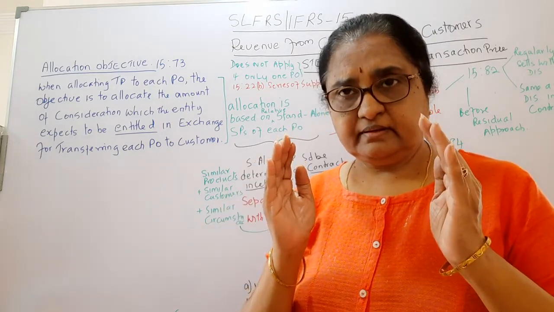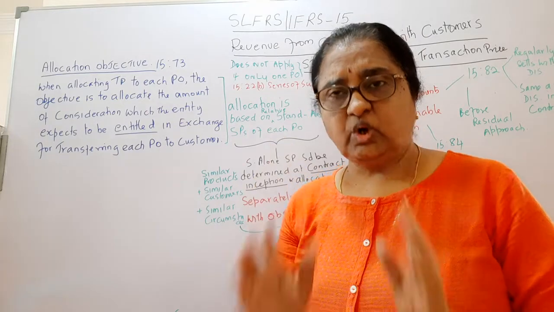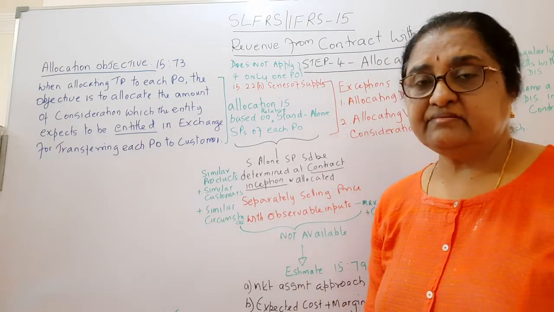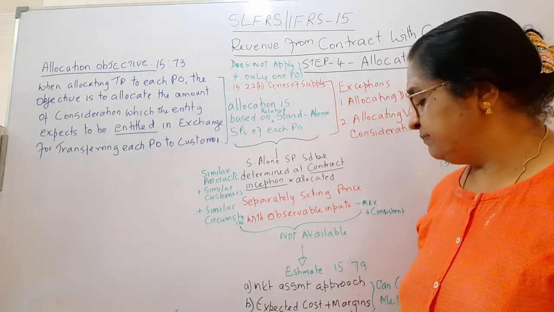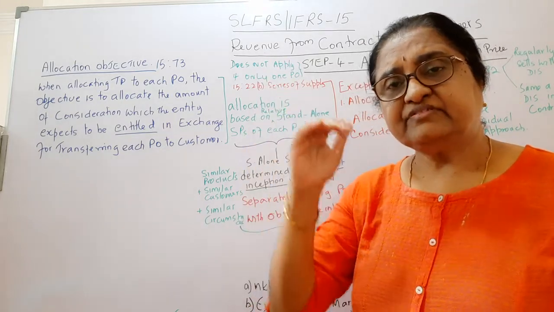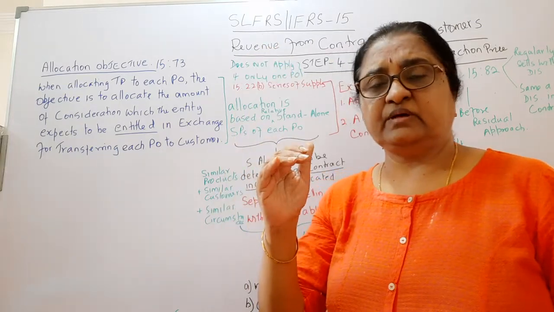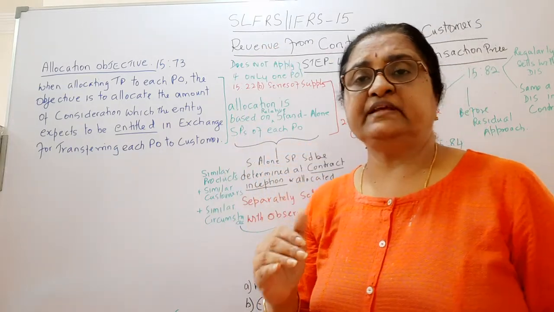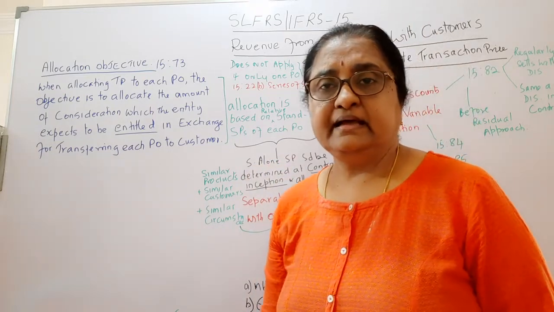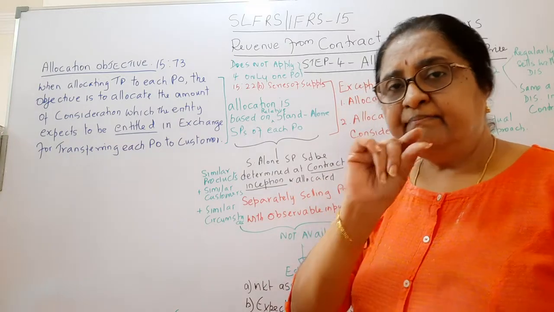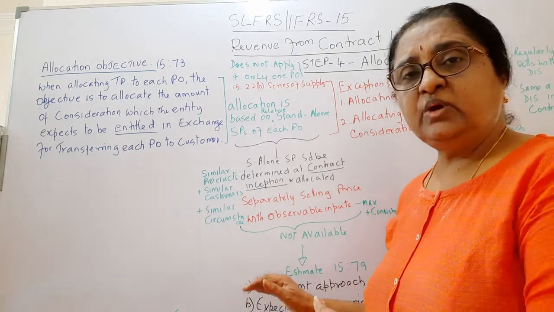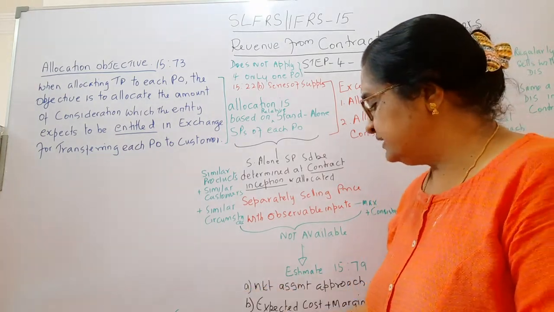You plan out or forecast your cost plus a margin, and then you can arrive at a standalone selling price. Residual approach means you take the transaction price and deduct the standalone selling prices of the other performance obligations, other than the performance obligation for which you are unable to ascertain a relative standalone selling price, and balance it. That's the residual.